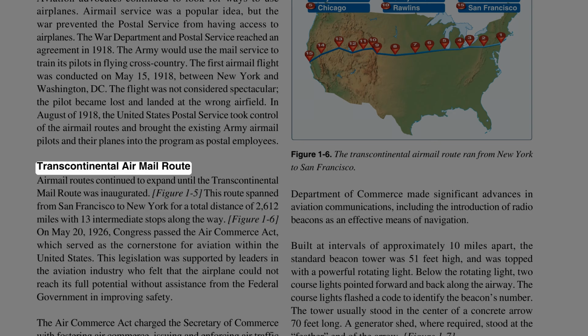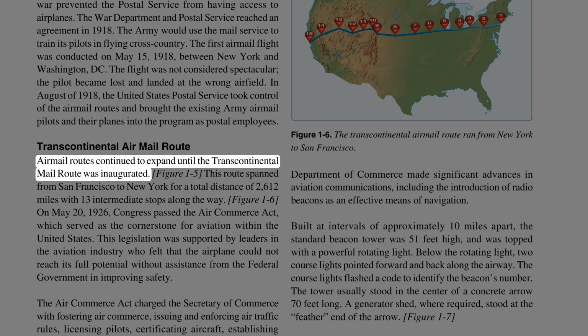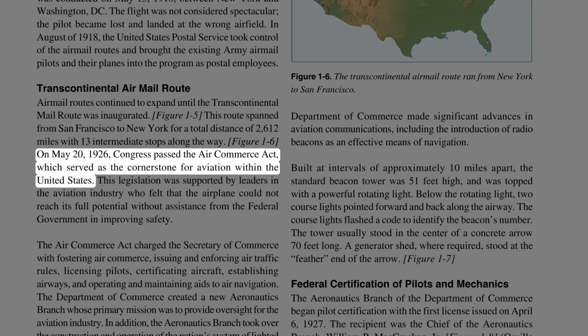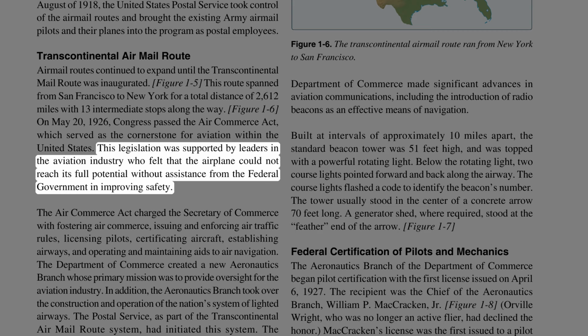Transcontinental Airmail Route. Airmail routes continued to expand until the Transcontinental Mail Route was inaugurated. This route spanned from San Francisco to New York for a total distance of 2,612 miles with 13 intermediate stops along the way. On May 20, 1926, Congress passed the Air Commerce Act, which served as the cornerstone for aviation within the United States. This legislation was supported by leaders in the aviation industry who felt that the airplane could not reach its full potential without assistance from the federal government in improving safety.